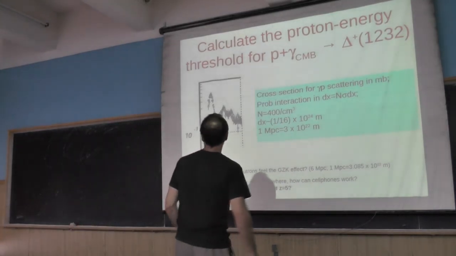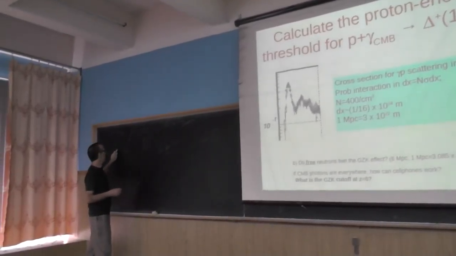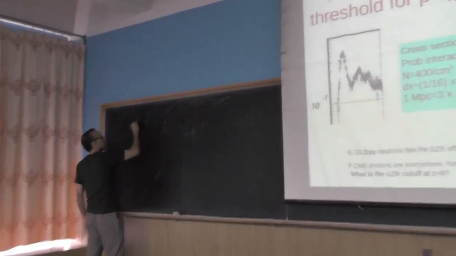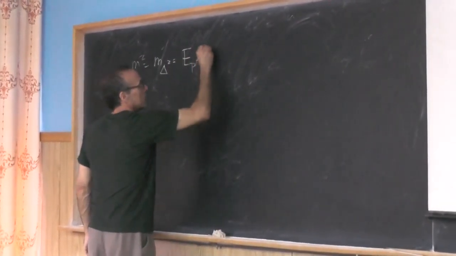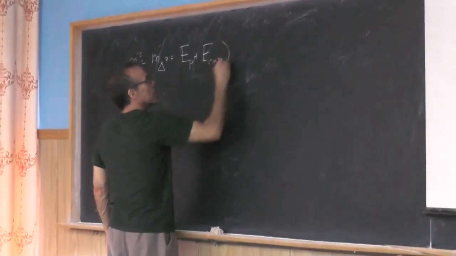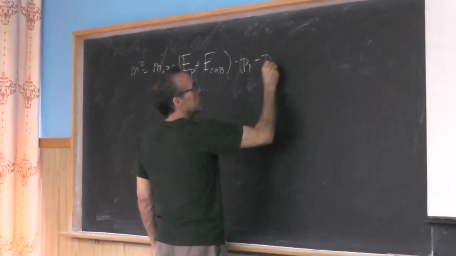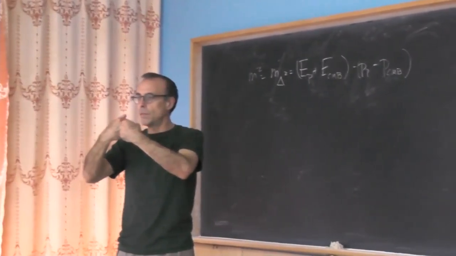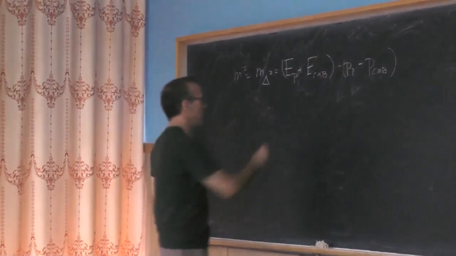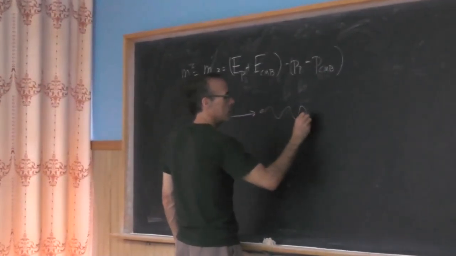So a proton interacts with a CMB photon, and when m squared is equal to m delta squared, and m delta squared is just equal to (E proton plus E CMB) squared minus (p proton minus p CMB) squared, because of course we imagine that the proton and the CMB photon are directed in opposite directions. So here's my proton, and here's my CMB photon.